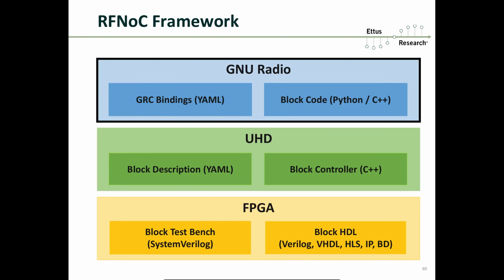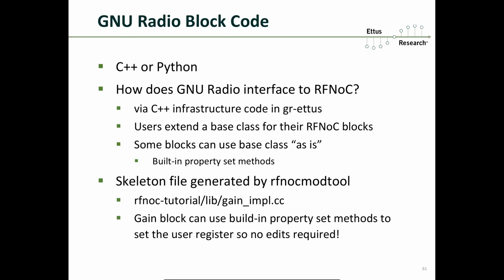So next in our stack here is our GNU Radio integration, and how do we get our block into GNU Radio and running there, and what are the associated files? So when it comes to GNU Radio blocks, they're written in C++ or Python. And a question that might come to mind is, well, then how does GNU Radio interface to RFNoC? And earlier, I'd said that gr-ettus is that method, but how does that really work?